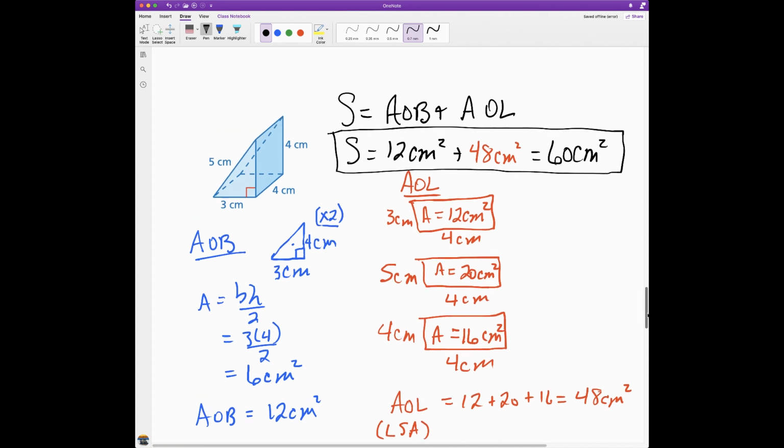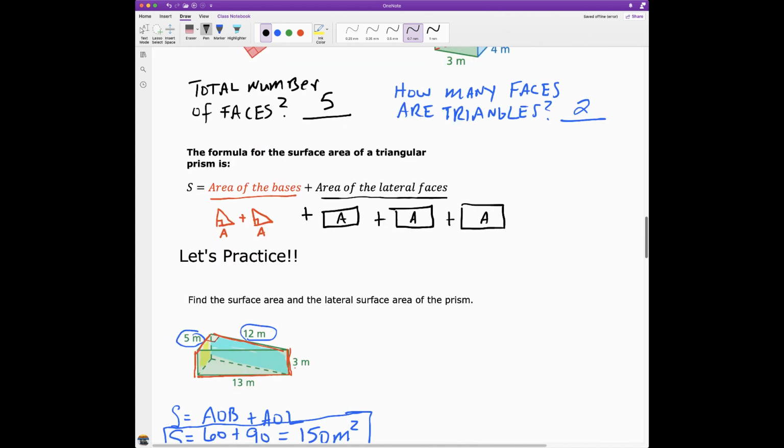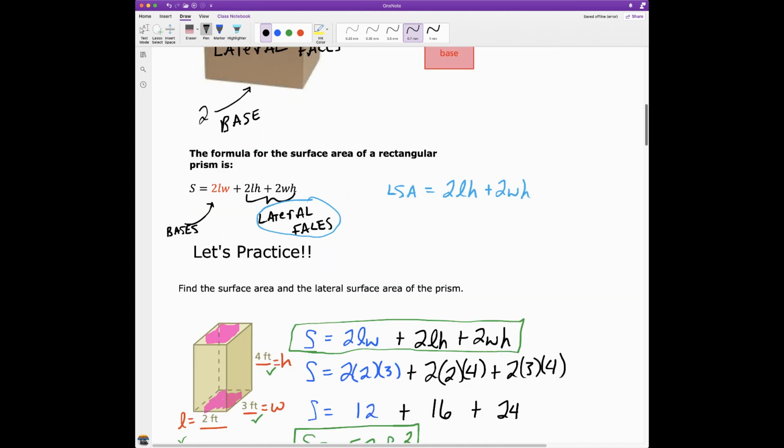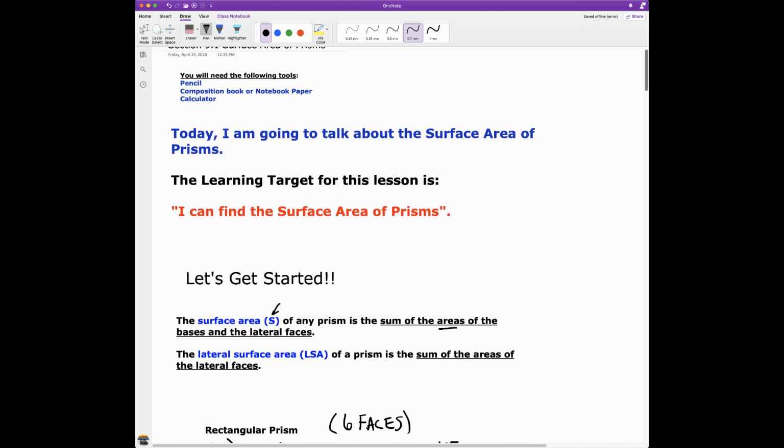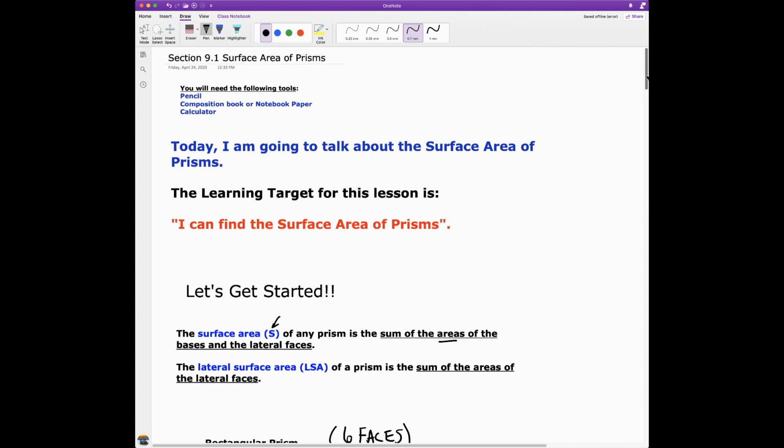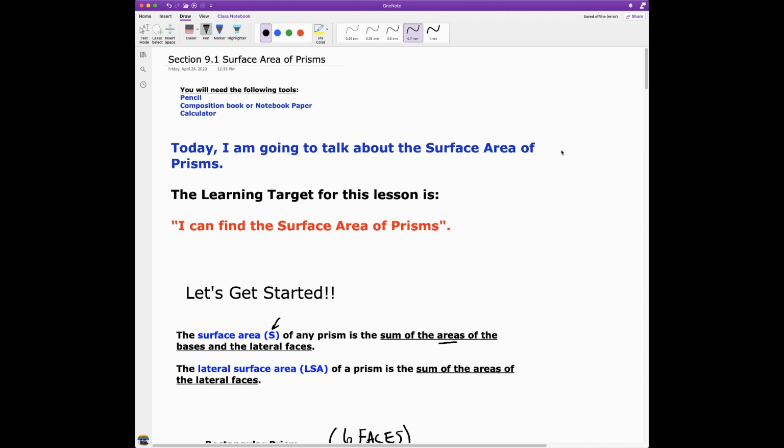Okay, so today we learned about how to find the surface area of prisms. The next lesson will be the surface area of pyramids, okay, which is very similar.